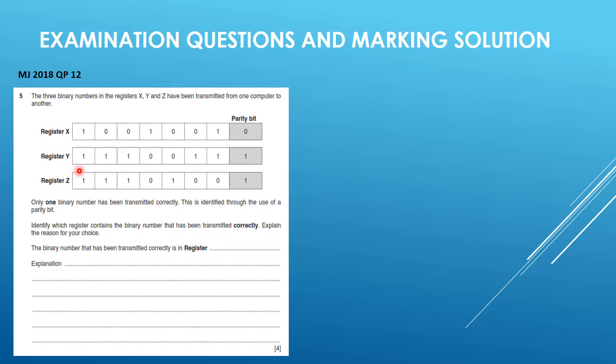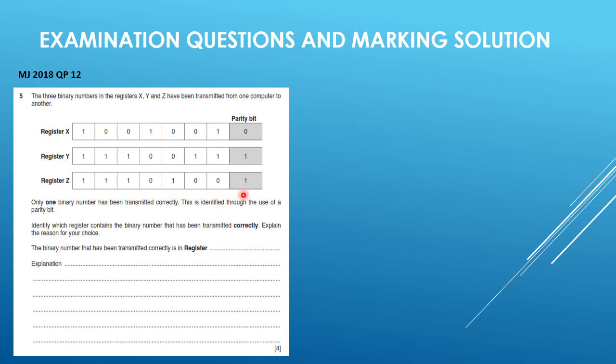In register Y there are 5 ones and the parity bit is set as 1 to make it even. It means it is correct. In the third register there are 4 ones, so we do not need to change anything to make it even, so the parity bit needs to be 0 here.